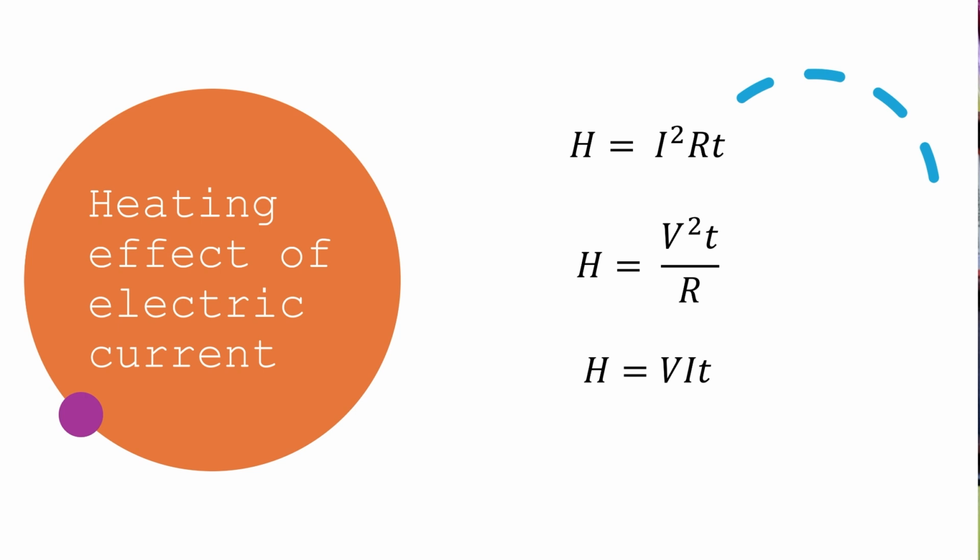The symbols have their usual meaning: I for current, R for resistance, V for voltage and T for time. Where do we use these? Depending on the data given in the numerical, we'll be correctly applying the formula for calculating the heat produced or the work done when current is flowing through an electrical network.